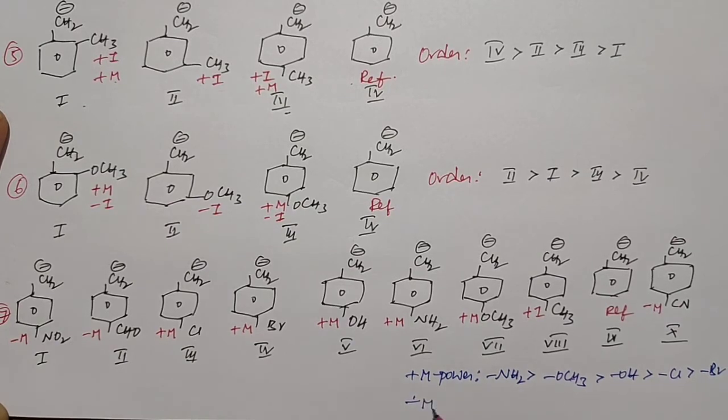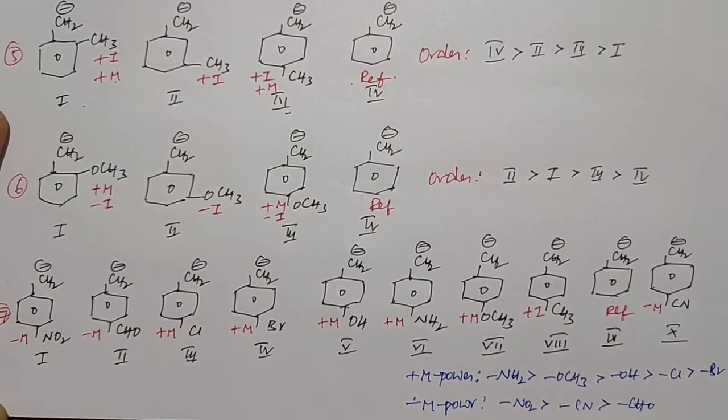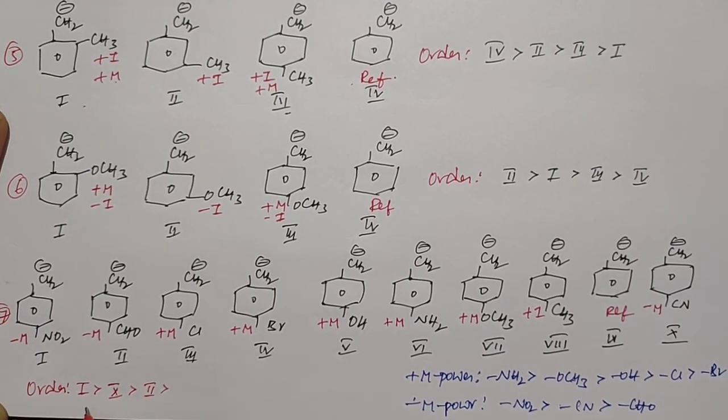At the same time, if we take the order of minus M power, here we have 3 minus M groups, NO2, CHO and CN. NO2 has the most minus M power, after that CN, after that CHO. So based on this, if we take the order of their stability, the highest one is the first structure, after that structure 10, after that the second structure, due to highly electronegative groups. After that we get the reference structure.